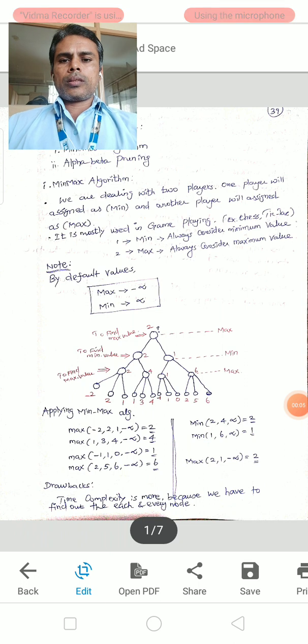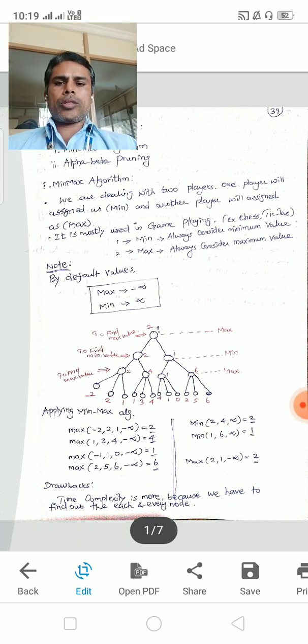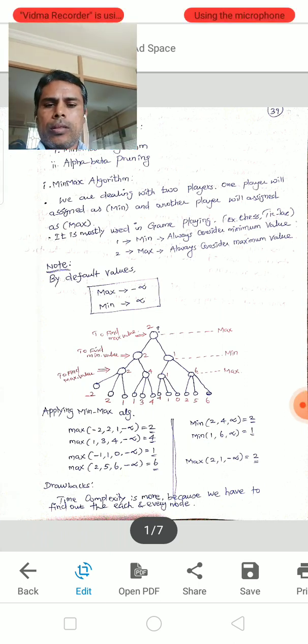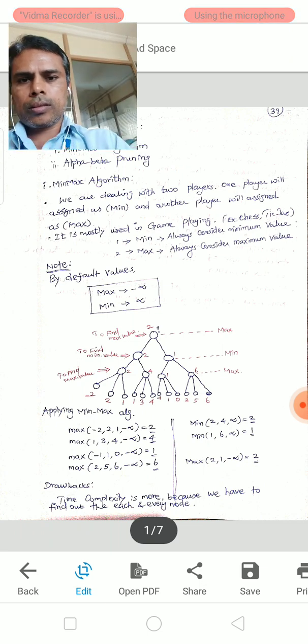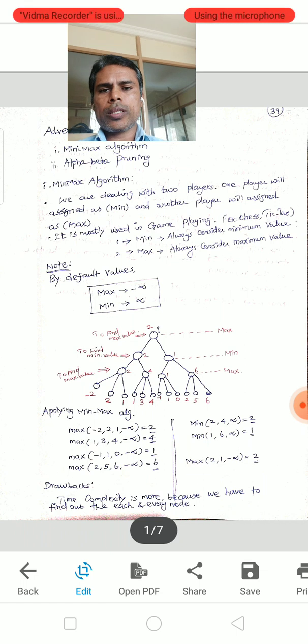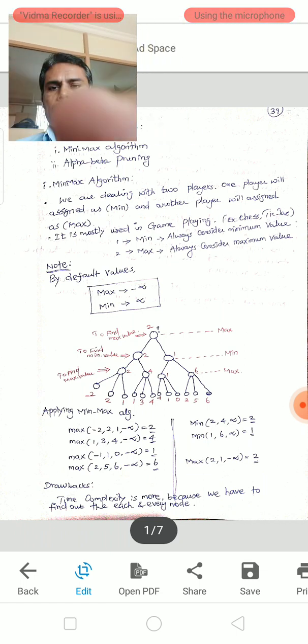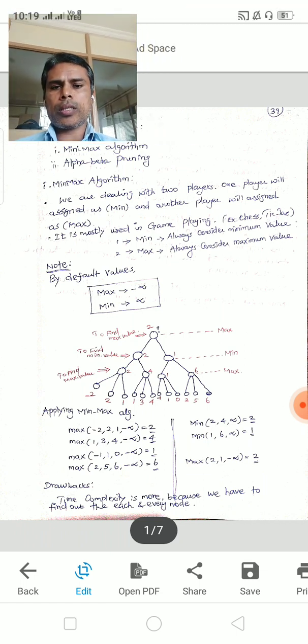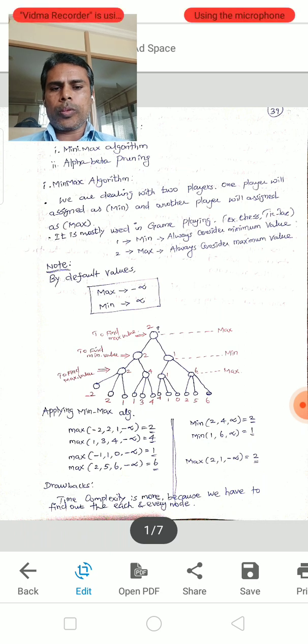Today we discuss the topic: adversarial search. Adversarial search has two methods available here. The first one is the min-max algorithm. Another one is alpha-beta pruning.